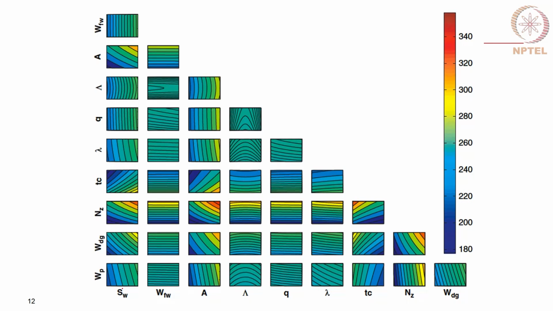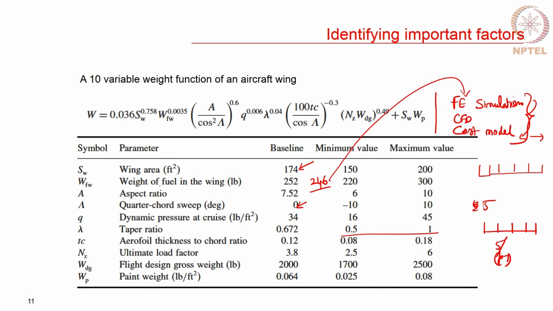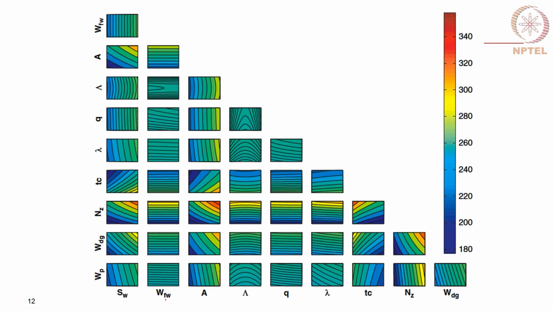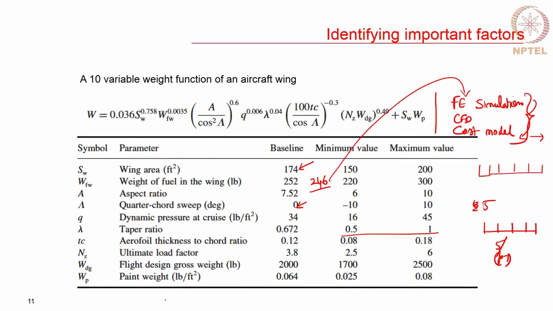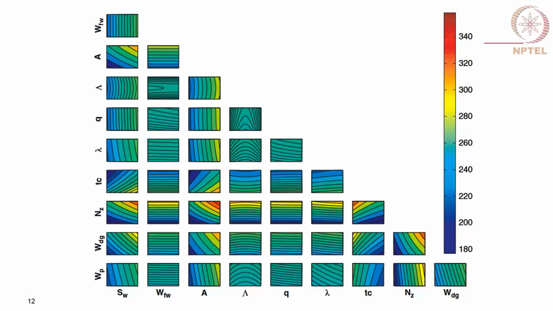So, when I did that, I am able to plot this graph, it is just called a tile plot. What it says is, the way that you look at this is your SW is your wing area, weight of the fuel in the wing, and then aspect ratio, quarter chord sweep, dynamic pressure, and then it keeps going like this. The same ones are listed on the other side also, the y axis also. Of course, SW will be just 1. So, I am just taking the off diagonal terms. So, I am starting in the reverse fashion, I am doing WF, A, Q, it goes in this direction.